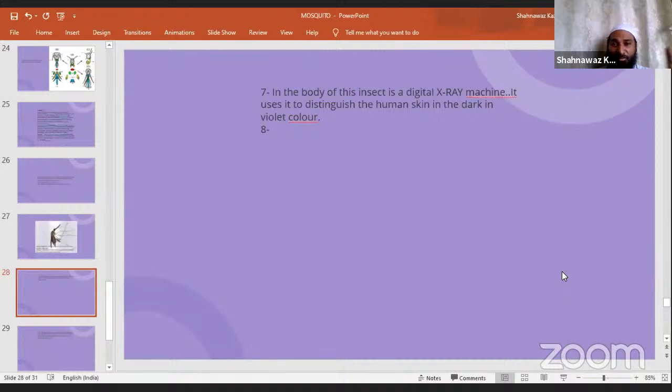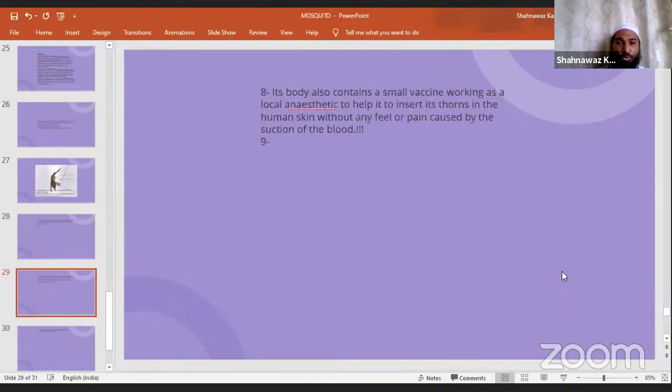It has got an X-ray kind of a system, where it ultravioletly knows the temperature, an infrared camera kind of a thing, where it knows that the temperature is high, and it is able to gauge the person sitting in that room. So it has, as I told you, a small anesthetic to insert its thorns without feeling any pain. So when the first prick is coming, we don't feel the pain. Only after the blood is sucked do we start feeling there is something, and then the body will respond and we'll get that red mark.